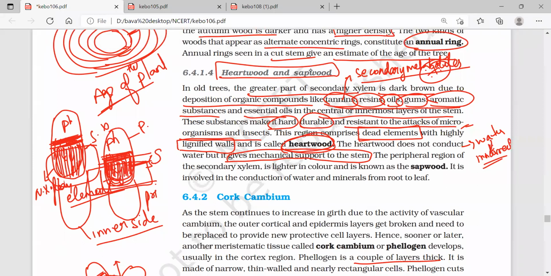The peripheral region of secondary xylem is lighter in color and it is known as sapwood. It is involved in the conduction of water and minerals from the root to the leaf. Sapwood conducts water, but hardwood does not conduct water. That is the difference between these two. So what is hardwood? What is sapwood? What are all the characteristic features of these two?